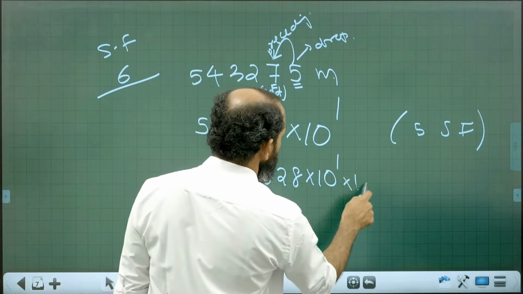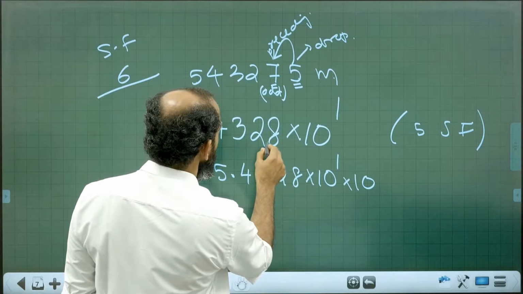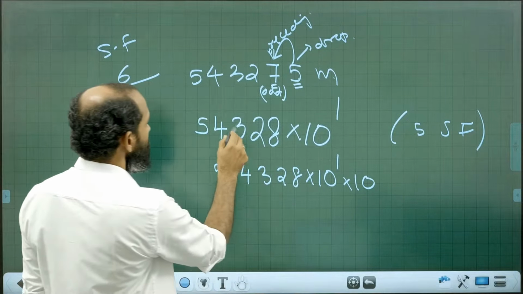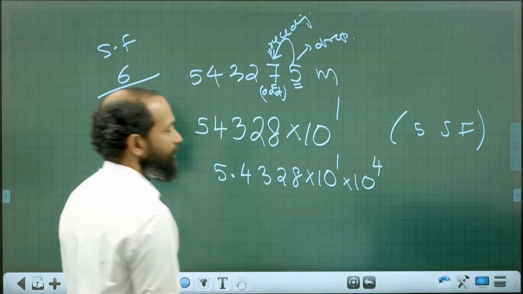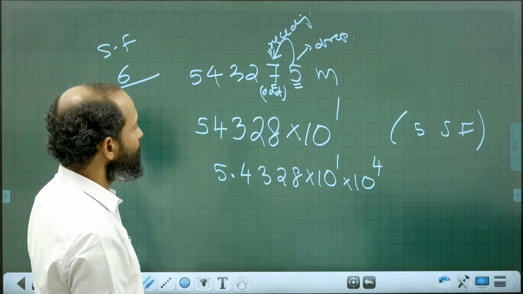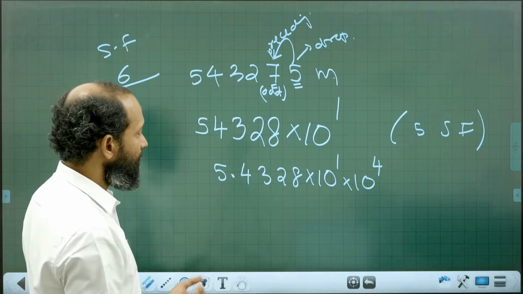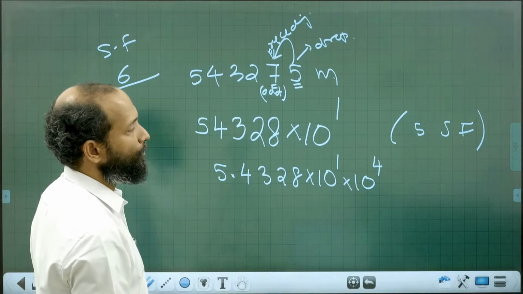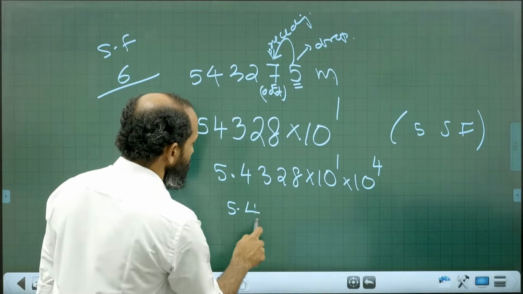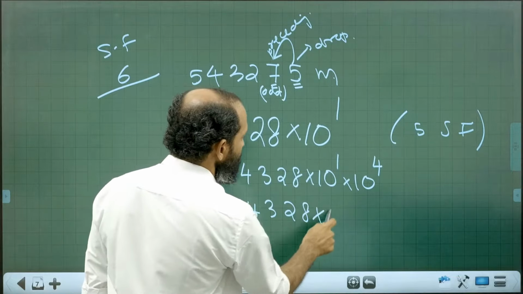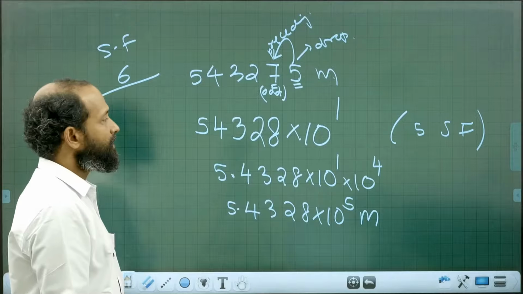Then into 10 to the power. The decimal was where? Here, 1, 2, 3, 4. 4 units to the left, you add 4 here. If 4 units to the right, you write minus 4. If the decimal moves 4 units to the left, plus 4. To the right, minus 4. Okay, that is 5.4328 into 10 to the power 5 meter, the expression scientifically.